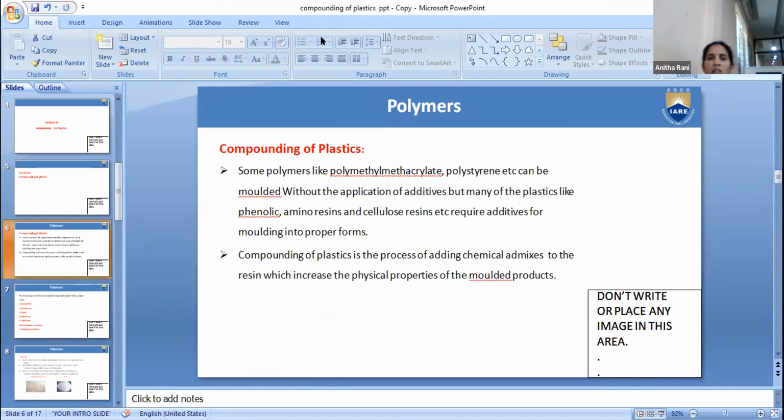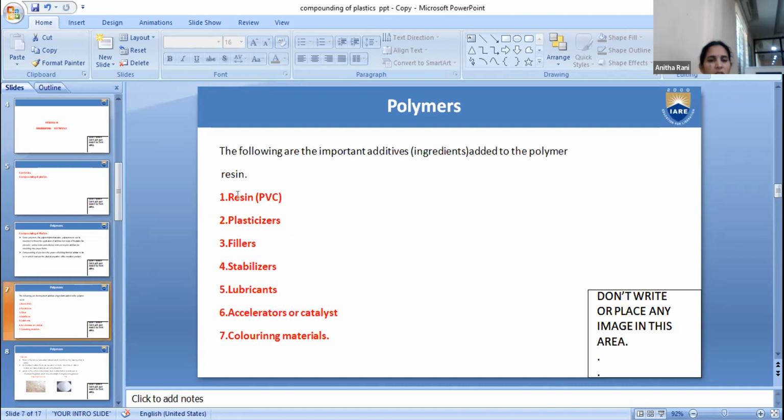Why are we adding ingredients to the polymer resins? To increase the physical properties of the molded products. For example, if you want to get a hard material, you will add fillers. To improve the hardness of the plastics, you will add fillers. So to improve the physical properties of the molded products, we add ingredients to the polymer resin.